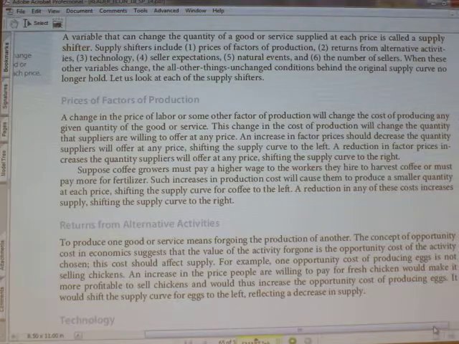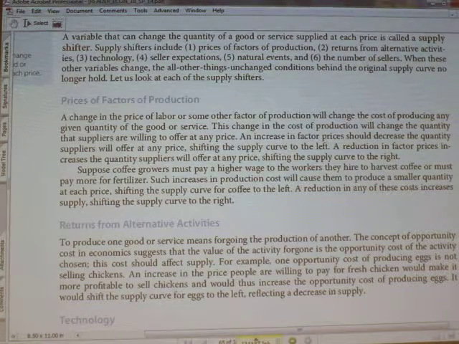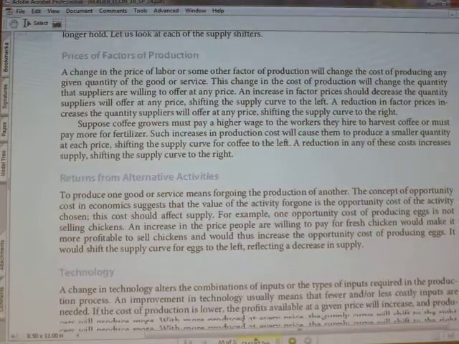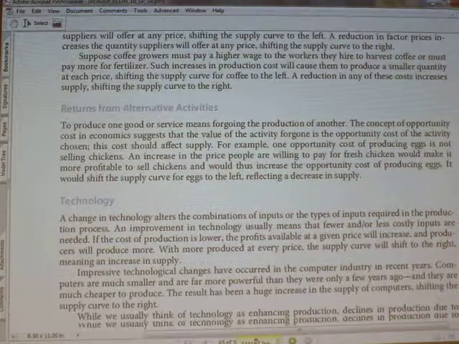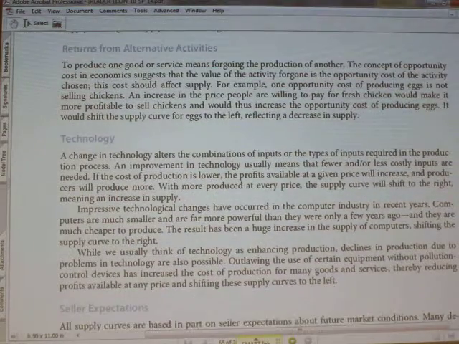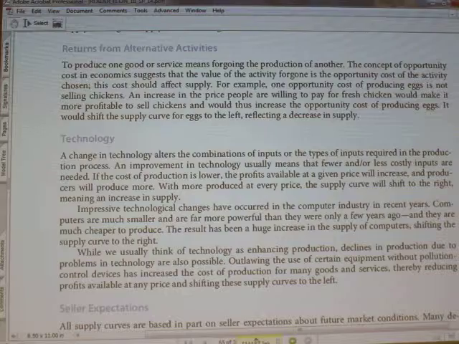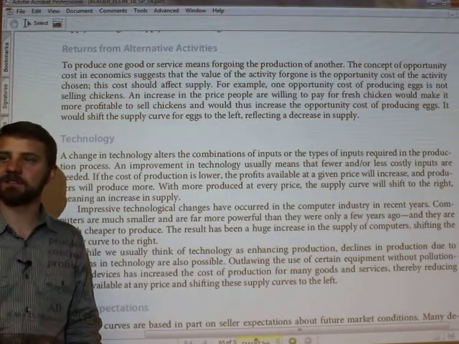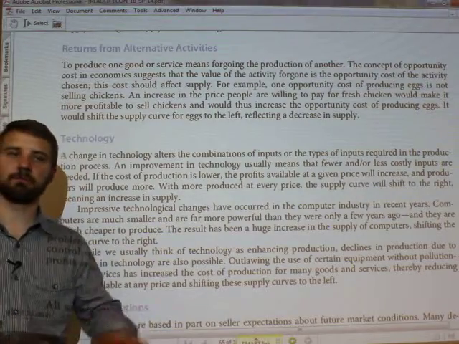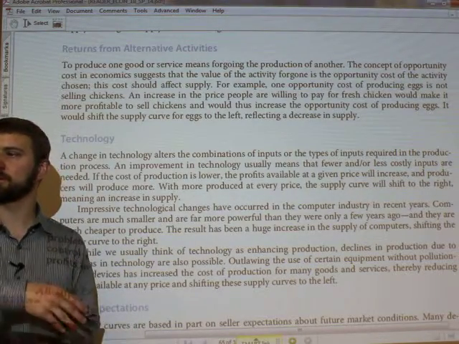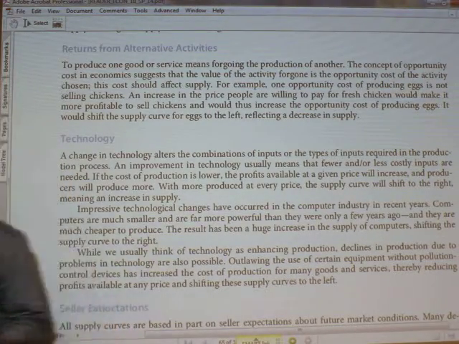The returns from alternative activities, for example, maybe rather than growing coffee, maybe something happens like the price of some other kind of bean goes up, and so coffee farmers decide to rip up their coffee plants and put in some other plant. That could cause the supply curve to change.